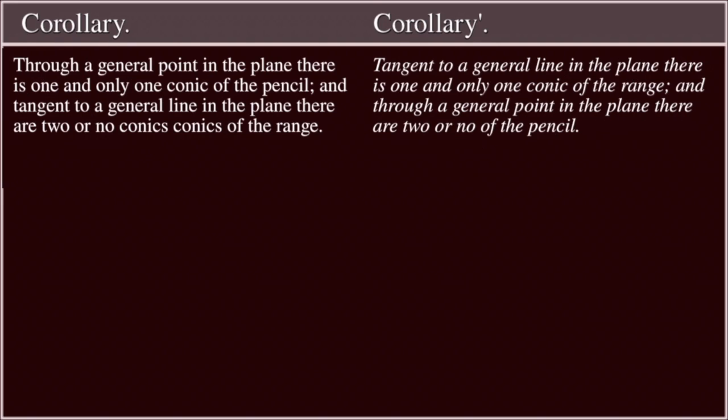Corollary. Through a general point in the plane there is one and only one conic of a pencil, and tangent to a general line in the plane there are two or no conics of the pencil. Corollary. Tangent to a general line in the plane there is one and only one conic of the range, and through a general point in the plane there are two or no conics of the range.